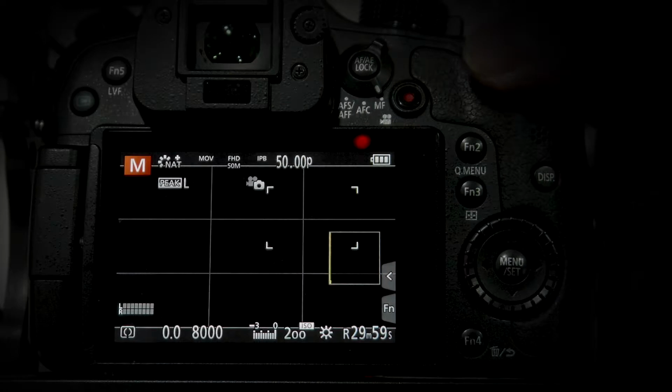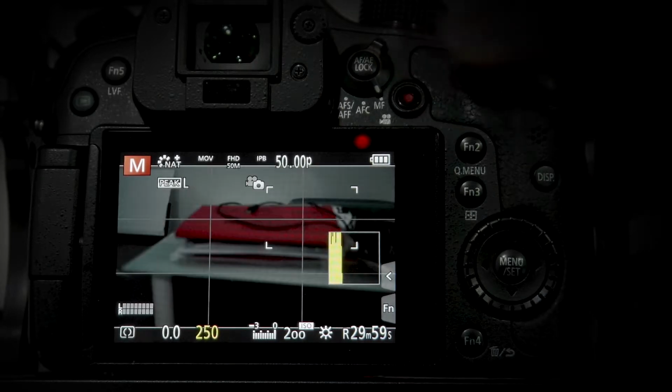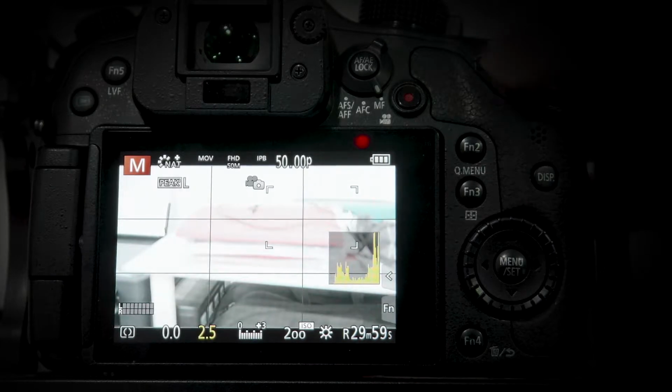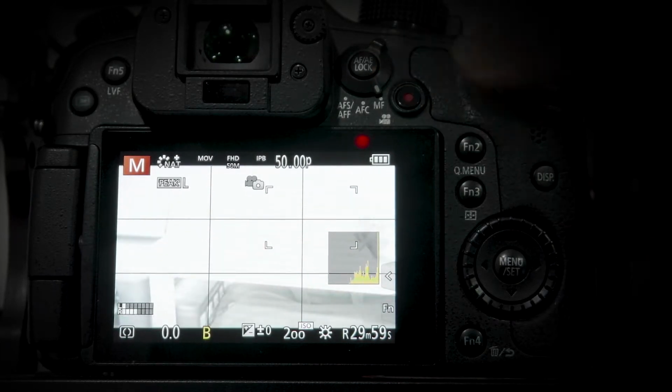When using a camera set to manual for the first time, the most common questions are what is shutter speed and what is aperture. Superficially, you could say that they both control the amount of light coming into the camera, but there is far more to it than that. Let's first look at shutter speed.